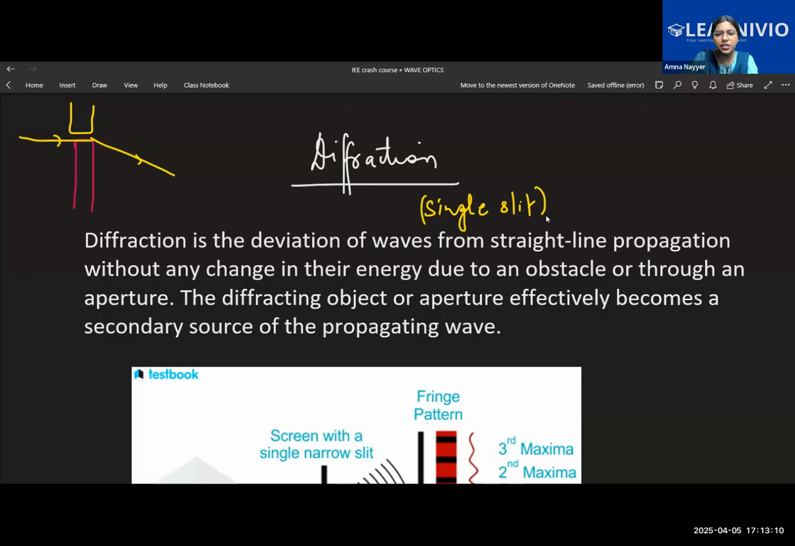So this is what diffraction is. Diffraction is the deviation of light waves from straight line propagation without the change in energy. This is not your refraction. Because of an obstacle or an aperture like the single slit, the light rays bend. And if the light rays are bending, this creates a geometrical shadow. This process is called diffraction. So it depends upon this aperture.